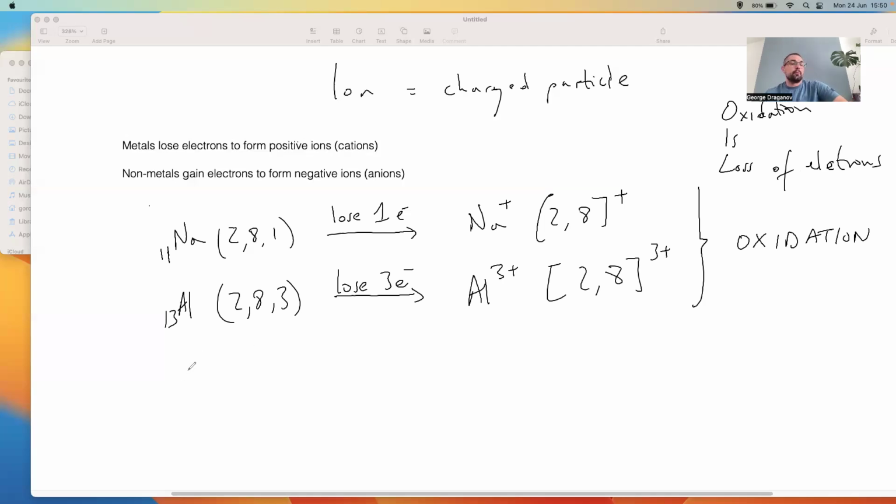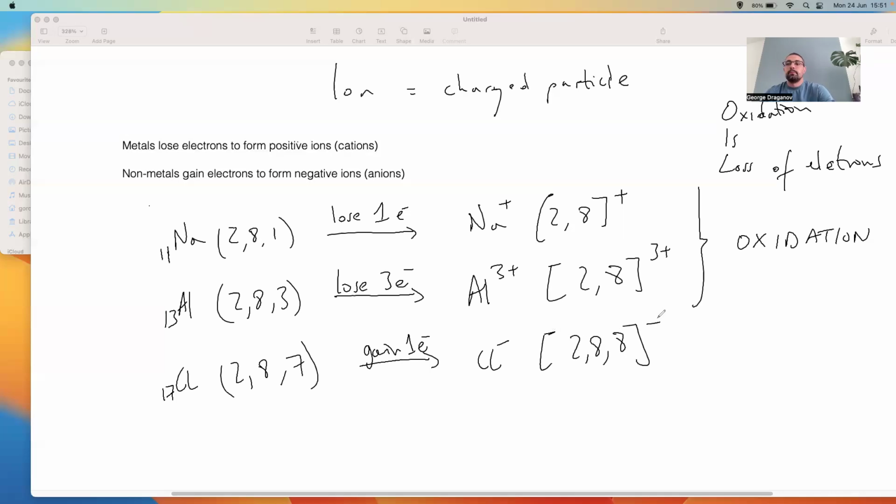So if we take, for example, chlorine, it has 17, so it is 2, 8, 7. Remember, 2 plus 8 plus 7 makes 17. Now, you either have to lose 7 or gain 1. In this instance, it's easier to gain 1 electron. So if you gain 1 negative, you become negative. The name for the non-metal actually changes to a chloride ion, and it will therefore form 2, 8, 8 minus.